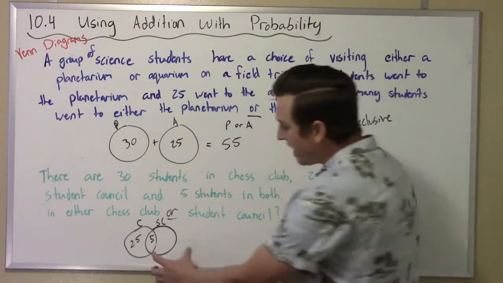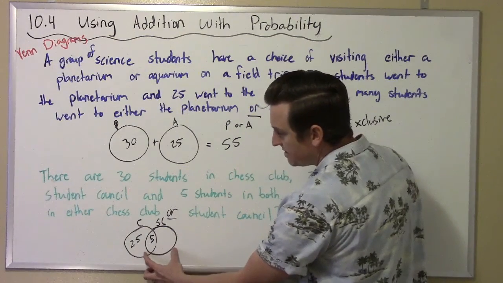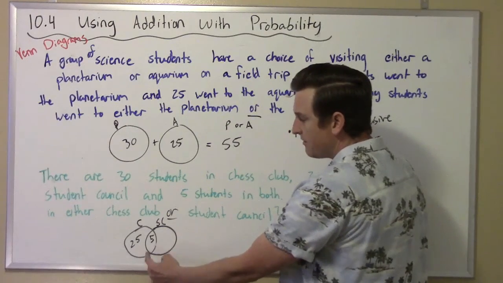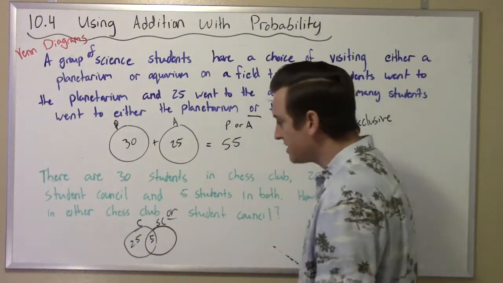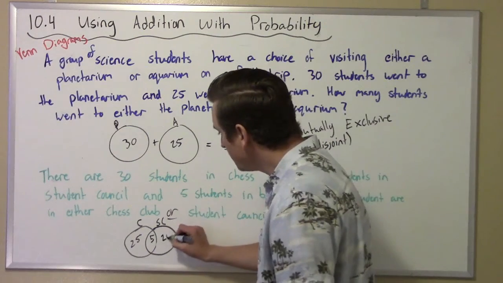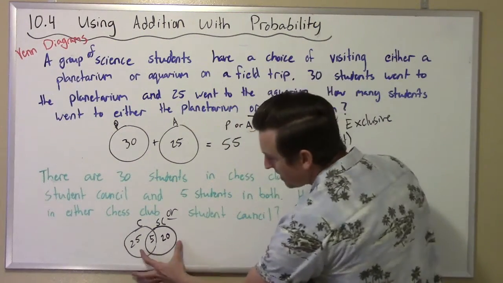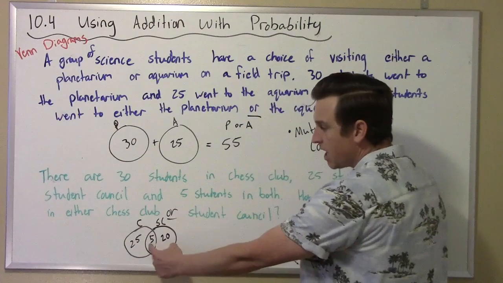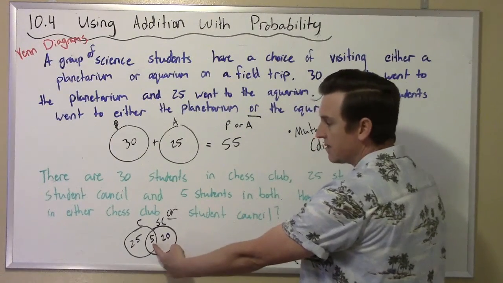Now there should be 25 people in this circle, right, total, to represent all the people in student council. But 5 of them are in both chess club and student council. So what we're going to do is put a 20 here so that we have a total of 25, but 20 of these student council students are not in both student council and chess club.